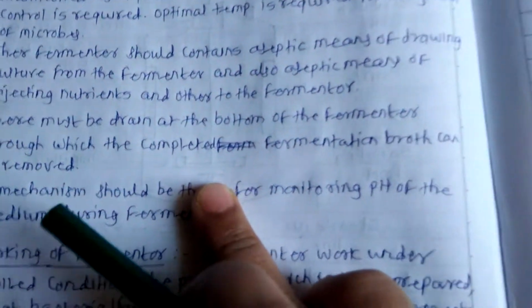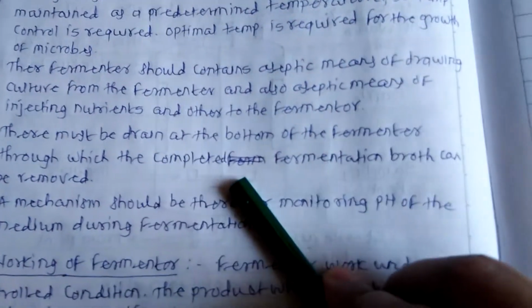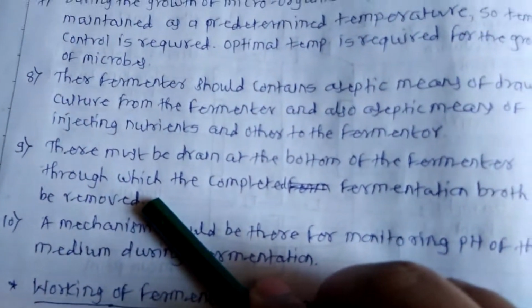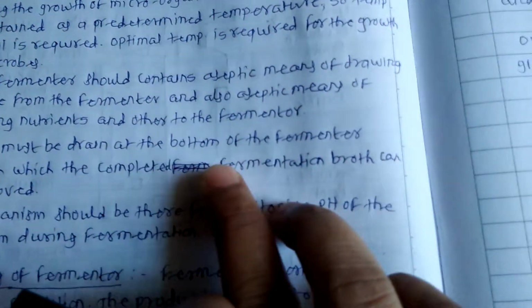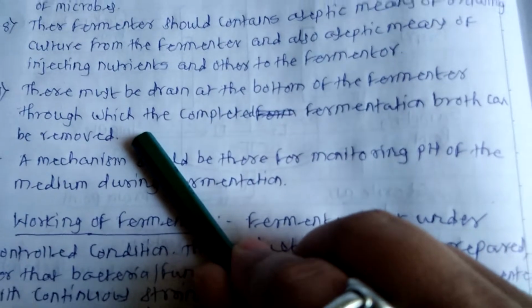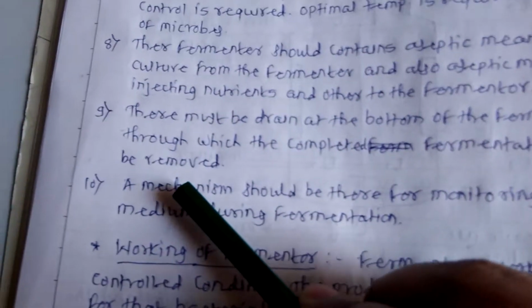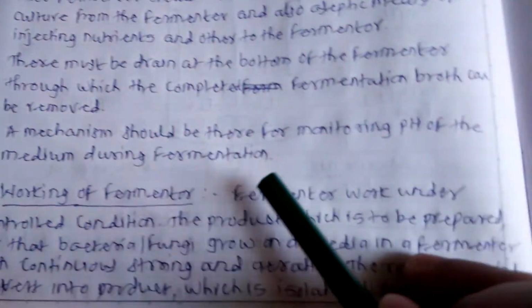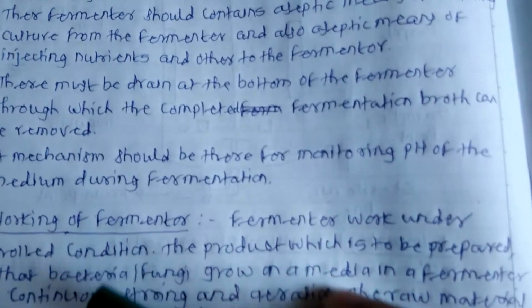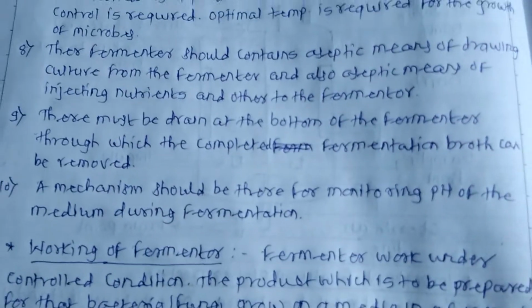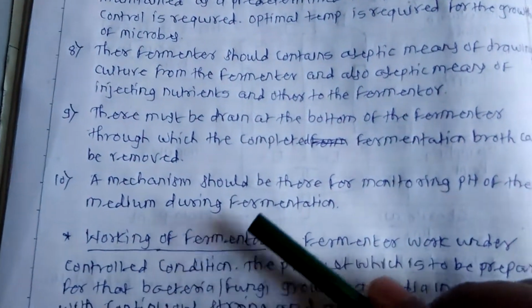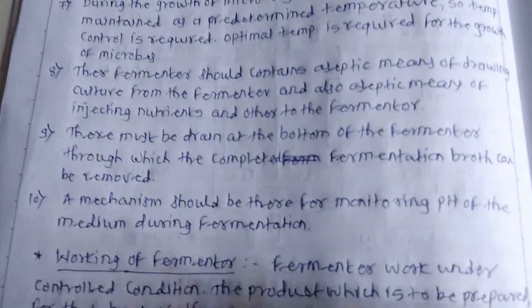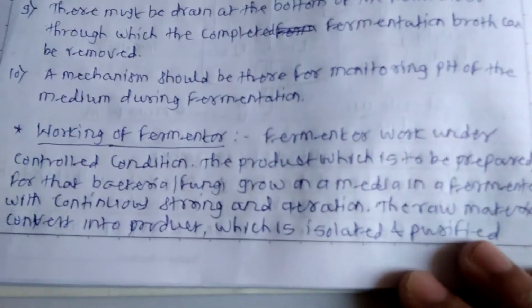Next, after completion of the process, the used media must be removed from the fermenter. There must be a drain at the bottom of the fermenter through which the complete fermentation broth can be removed. The fermenter must have this provision, and a mechanism should be there for monitoring and maintaining the pH of the media. These are some ideal properties of a fermenter. A fermenter which has these properties is called the ideal fermenter.